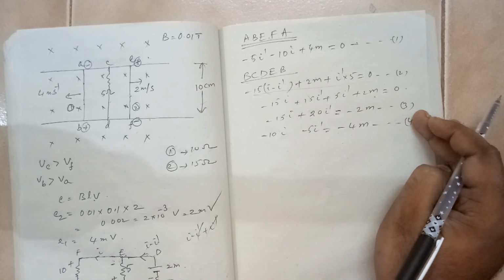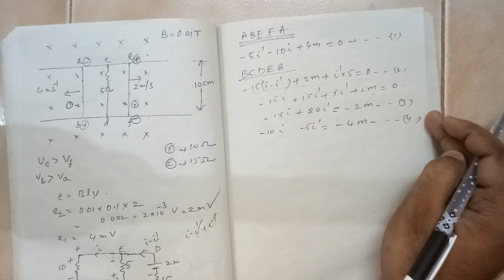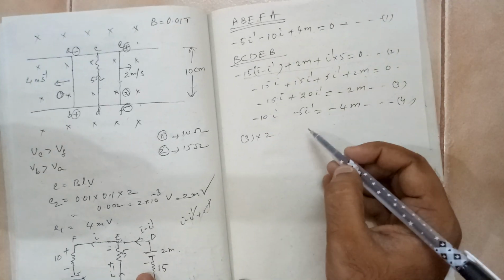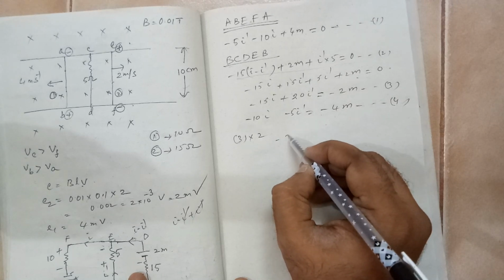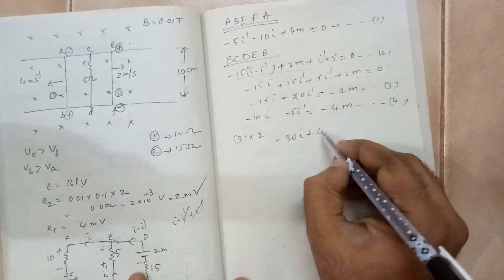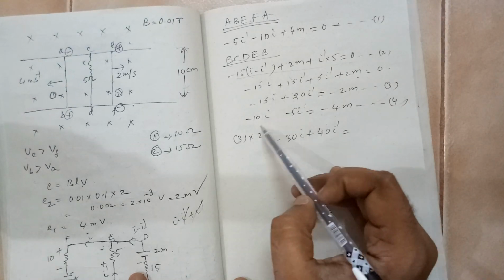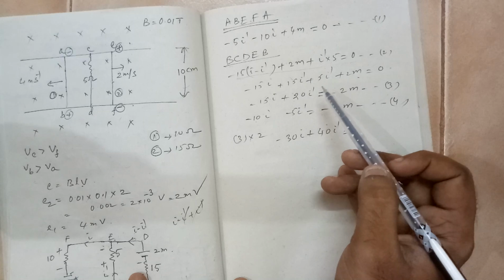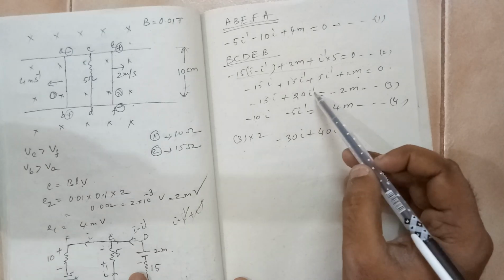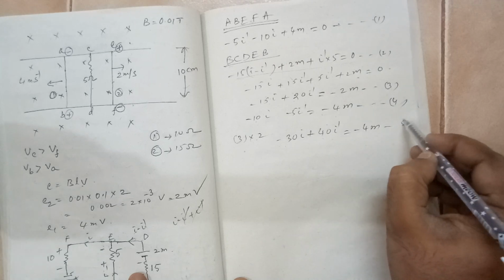We want to find I dash, so we need to eliminate I. How do we eliminate? We need to do 3 into 2. So when you do 3 into 2, it becomes minus 30I, and multiplying this with 2, this becomes 40I dash. If I make this 30 and this 30, we can take a difference and it gets eliminated. So for that purpose I did 3 into 2. So minus 30I plus 40I dash, and this will become minus 4m. This is equation 5 now.